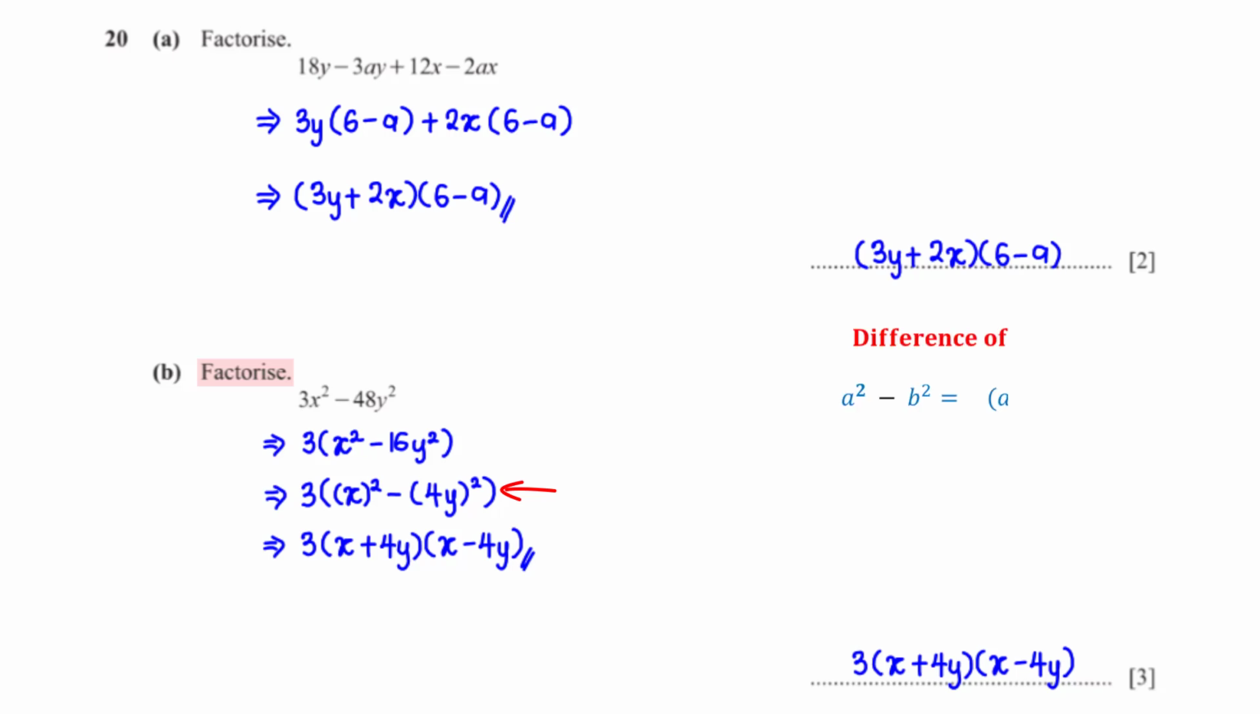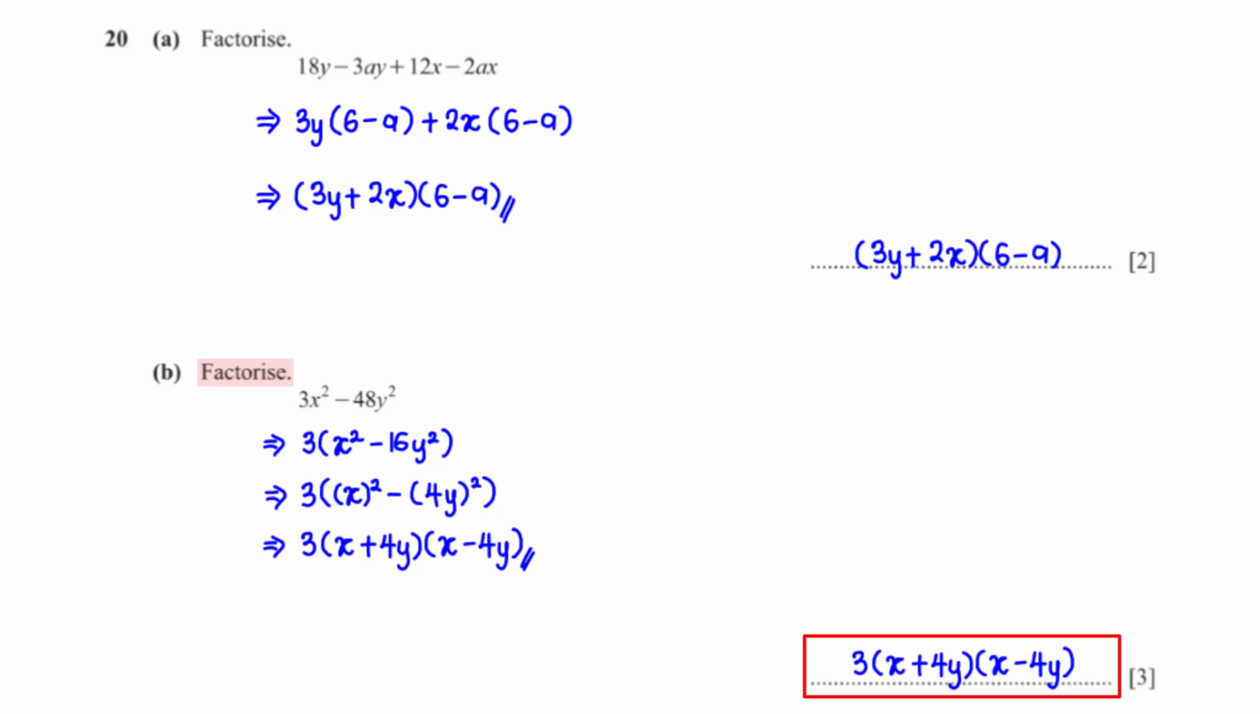squared. When we apply the factorization formula for the difference of two squares, we can rewrite x squared minus 4y squared as x plus 4y times x minus 4y. And so our final answer here is 3 times x plus 4y times x minus 4y.